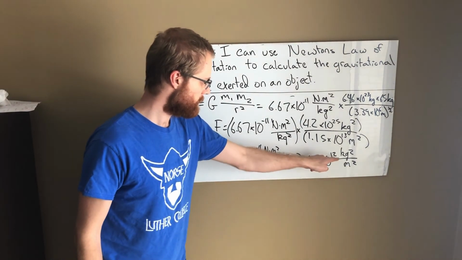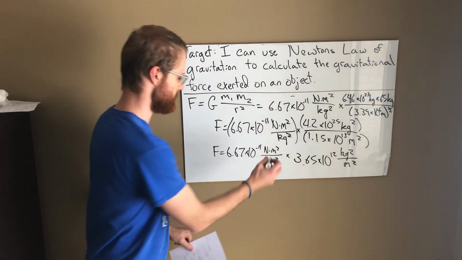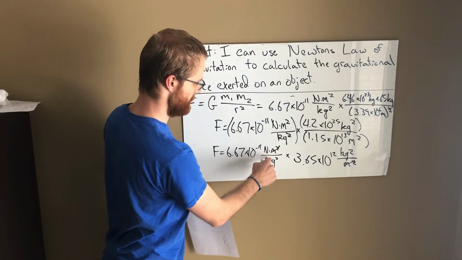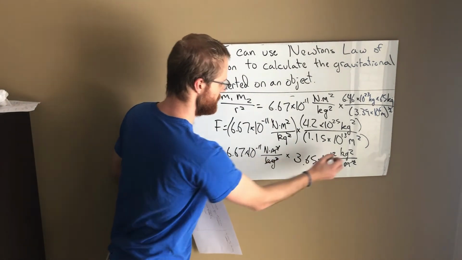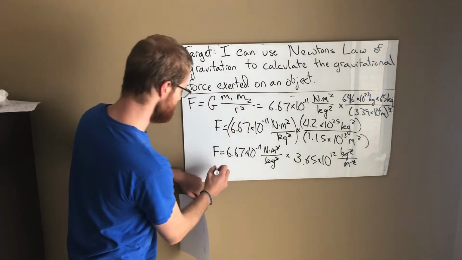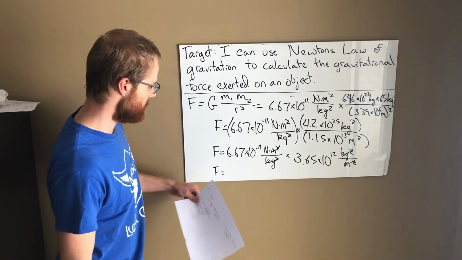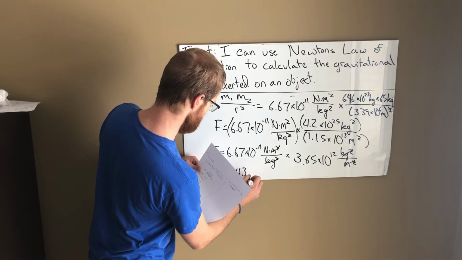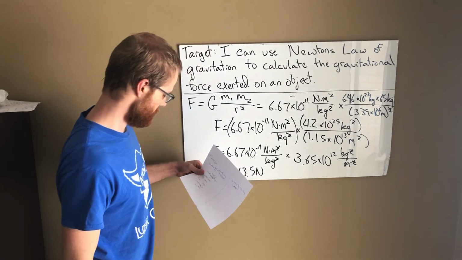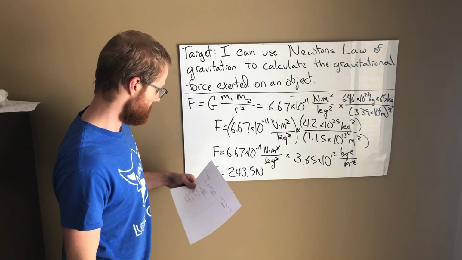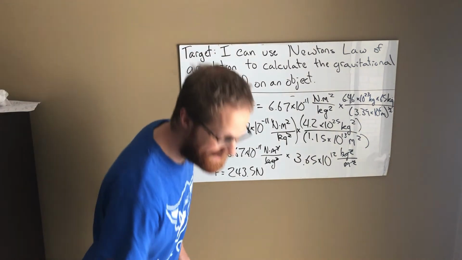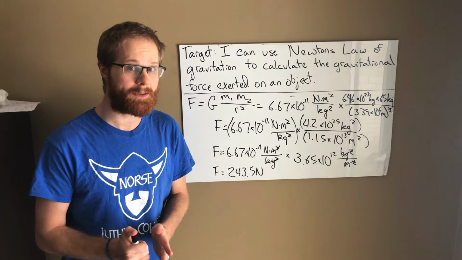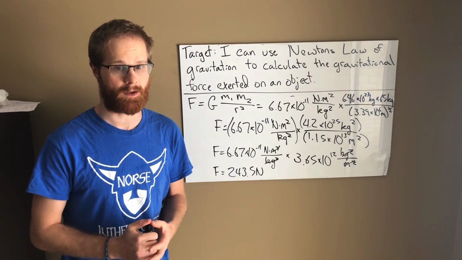Meters squared divided by meters squared is going to cancel out, and kilograms squared divided by kilograms squared is also going to cancel out. When I take my numbers and multiply them together, I should end up getting 243.5 newtons, which is correct. If you did not get this as your answer, that's okay. It's probably just how you entered the numbers into your calculator.